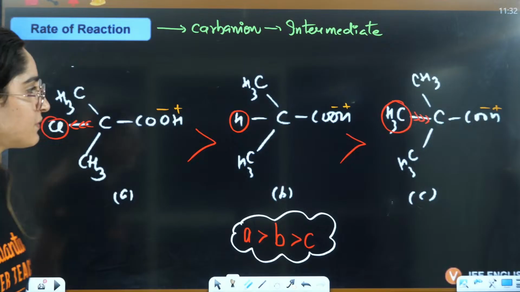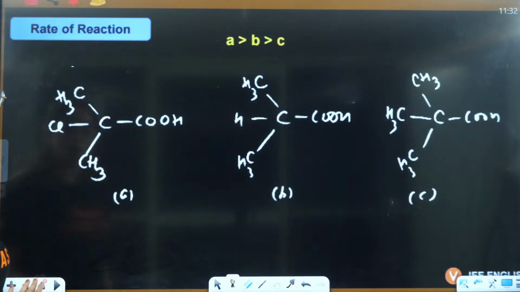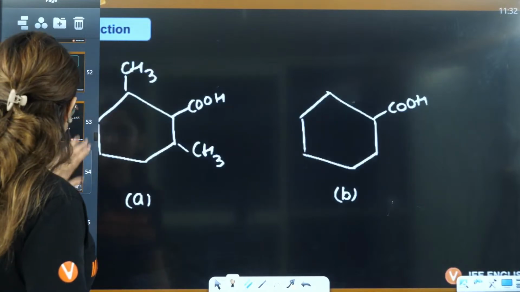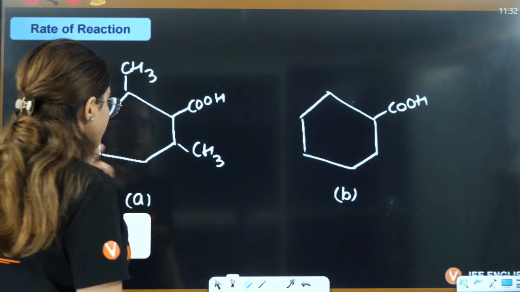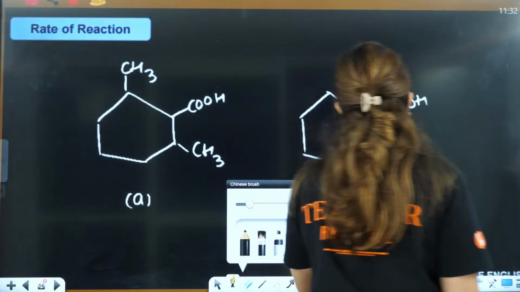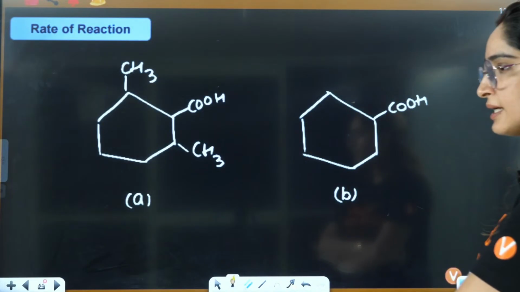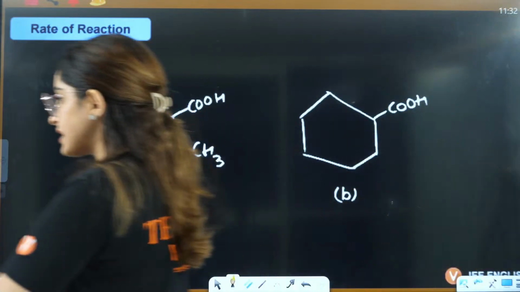Now tell me, right? So this is how you should know how actually things work. Now let me see if you can tell me the answer for this one, the rate of reaction for this one. Let us see who can tell this.